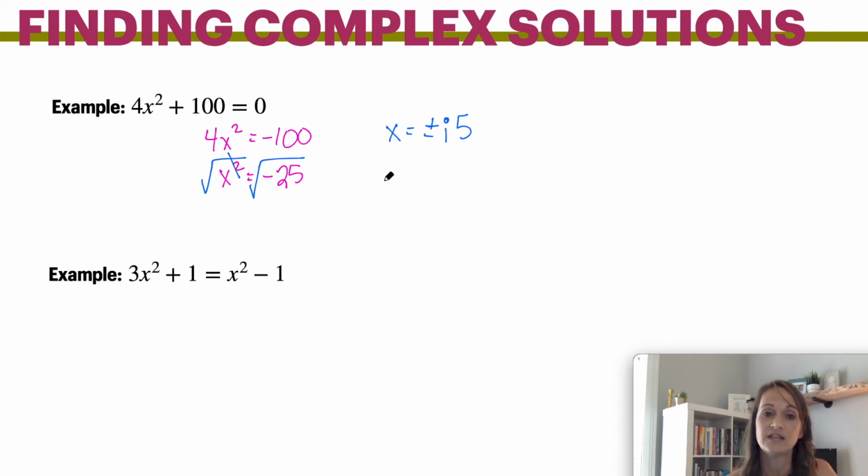So you can either leave it like that, or what you would normally see is the real part comes first, in front of the i. So it would be plus or minus 5i.